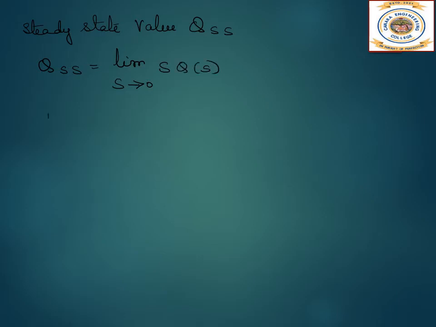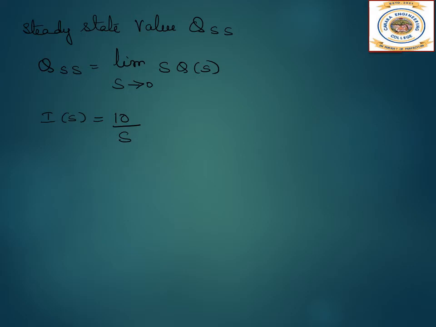Okay, next what is given? We have the steady state value given. I can write it as Qss. The formula for steady state value is Qss equal to limit s tends to 0 of s into Q(s). What is I(s)? The input is given as 10 Newton meter, so it is nothing but a step input. I can consider it as 10/s.